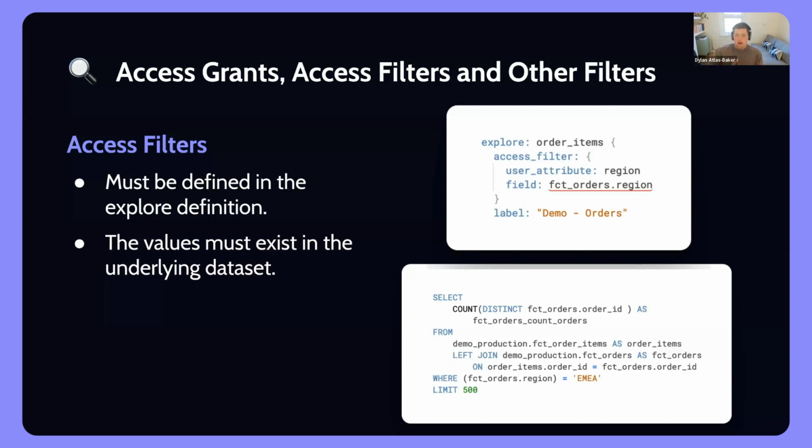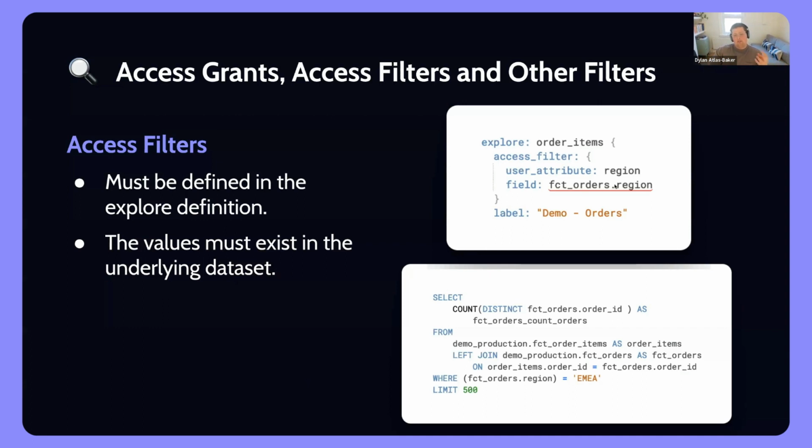People use these a lot in embedded use cases where, let's say, you've got 10 customers using your Looker instance in an embedded capacity. You only want them to see data relevant to them. And so you'll have a customer column in every Explorer, and you'll have an access filter on that at the Explorer level. So there's really no way that user could ever see any data that is not relevant to them. The key bit here is that these values must exist in the underlying data set.